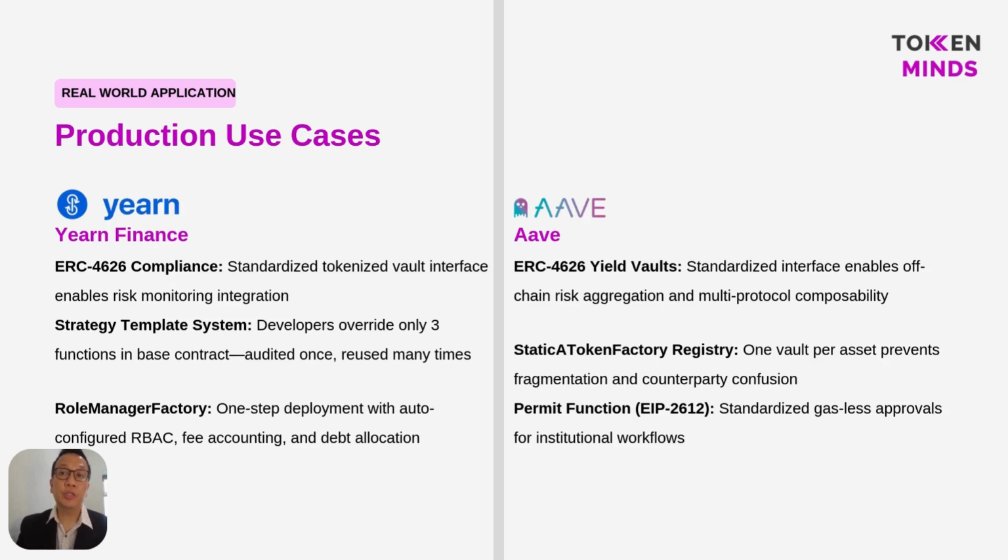So, real-world use cases show that standardization already works in production. Yearn Finance uses ERC-4626 compliance and strategy templates, so audits happen once and scale many times. Aave applies standardized vault interfaces and permit functions to support institutional workflows. So these examples show that standardization reduces fragmentation and enables ecosystem-wide risk management.